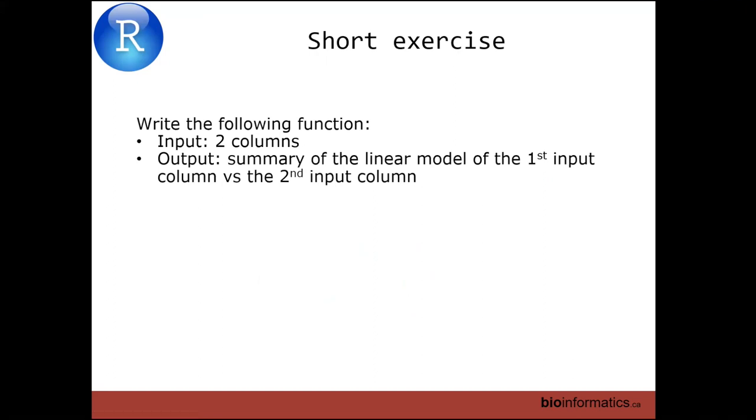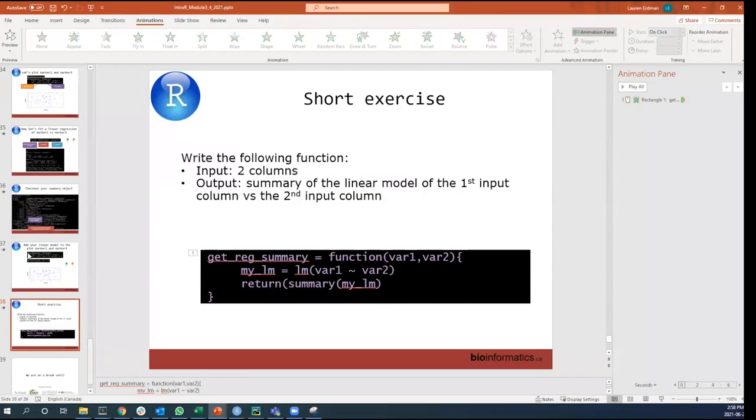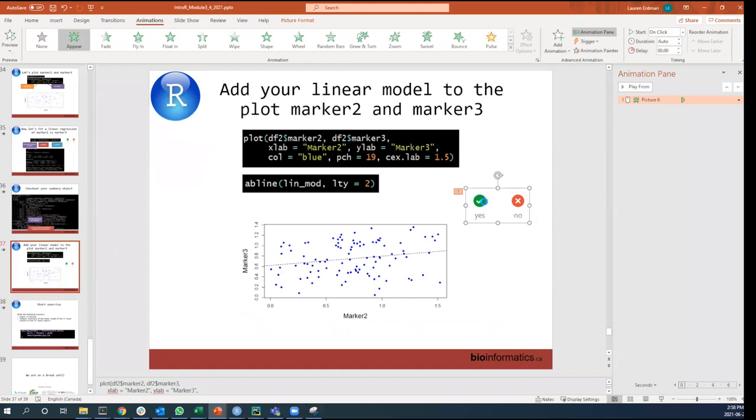So now write a function that allows you to input two columns or two vectors and output the summary of the linear model of the first input column versus the second input column. So your first input is going to be your Y and your second input column is going to be your X, okay? Go ahead and click when you're done.